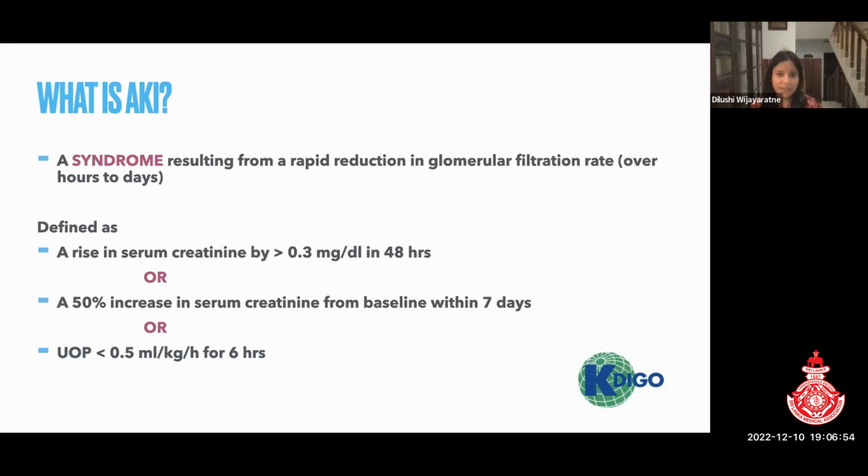So how do we define AKI? How do we know what is a significantly rapid reduction in GFR? So the group called KDIGO, who formed the guidelines for the management of kidney disease, have come up with a definition, which is a rise in serum creatinine of 0.3 milligrams per deciliter in 48 hours, or a 50% increase in serum creatinine from baseline within 7 days, or a reduction of urine output to less than 0.5 milliliters per kilogram per hour for 6 hours. So there are creatinine-based criteria for diagnosing AKI, and then there are urine output-based criteria as well, right?